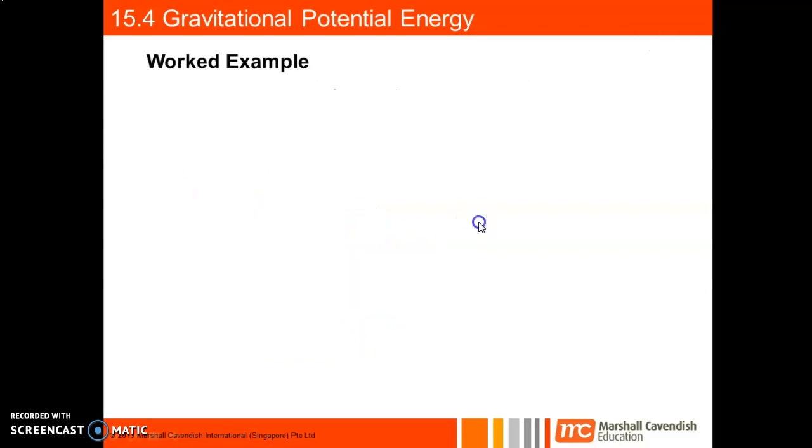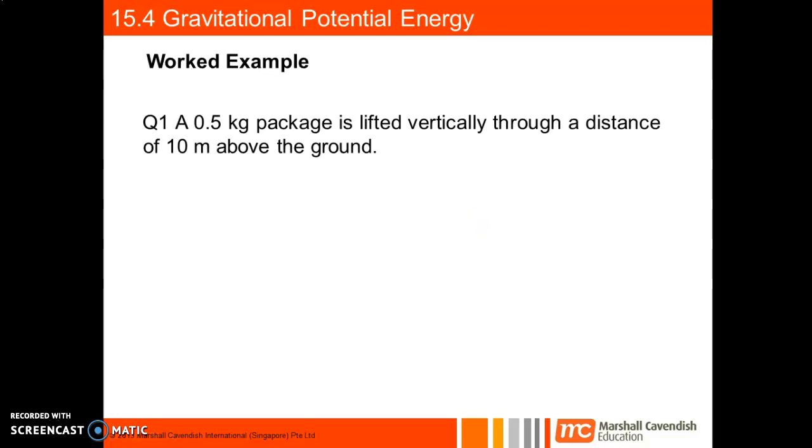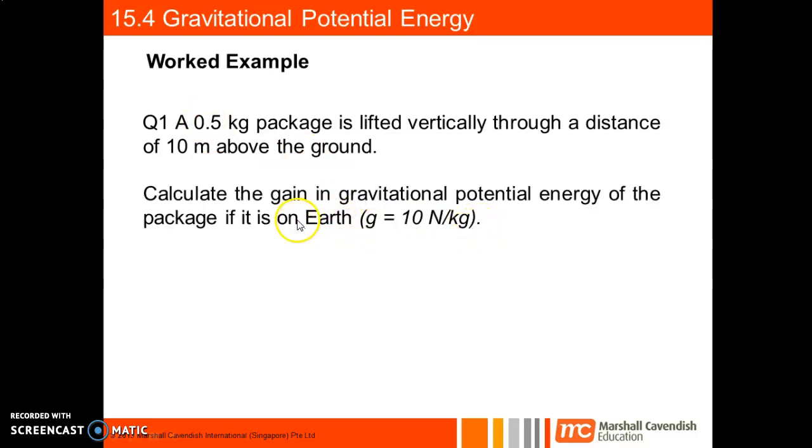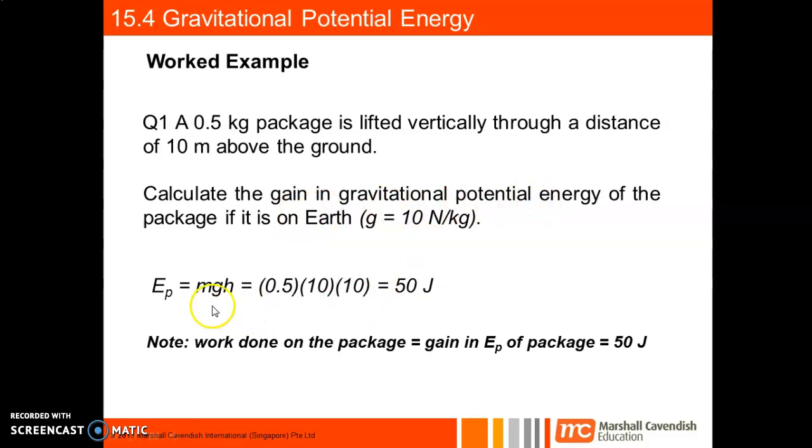Please highlight the units needed for the mass and for height. Let's take a look at the worked example. A 0.5 kg package is lifted vertically through a distance of 10 meters above the ground. The work done is also used to increase the gravitational potential energy of the package, so Ep equals mgh. Calculate the gain in gravitational potential energy. m is the mass, 0.5 kg, g is the gravitational field strength, always 10 newtons per kg on Earth, and then times 10, which is the height. Therefore the work done equals the gain in gravitational potential energy, which is 50 joules.